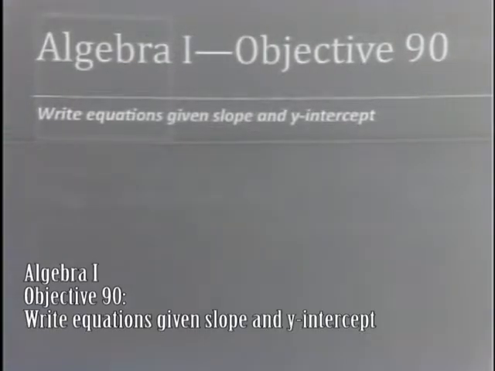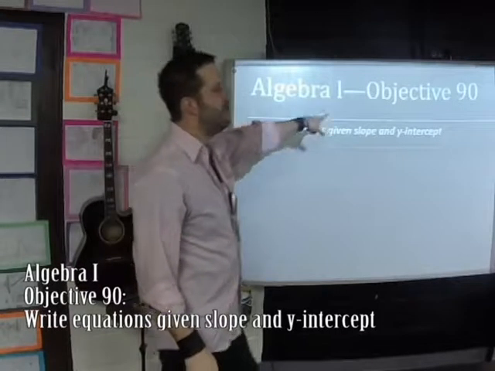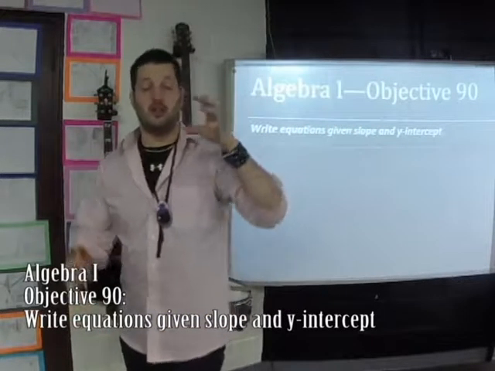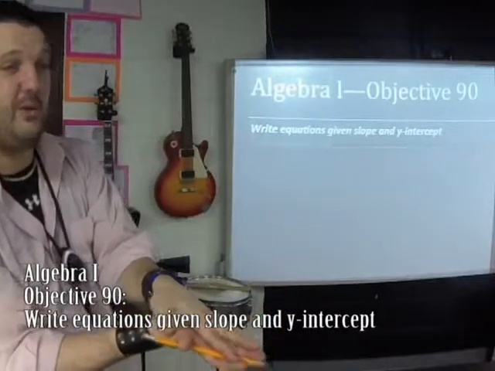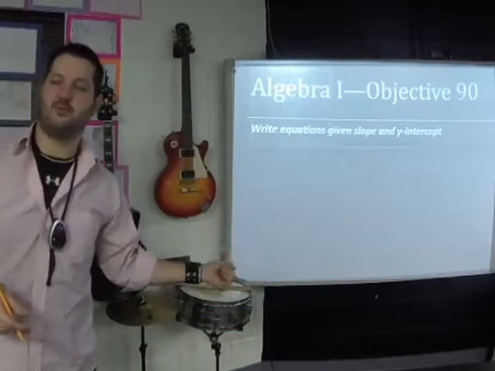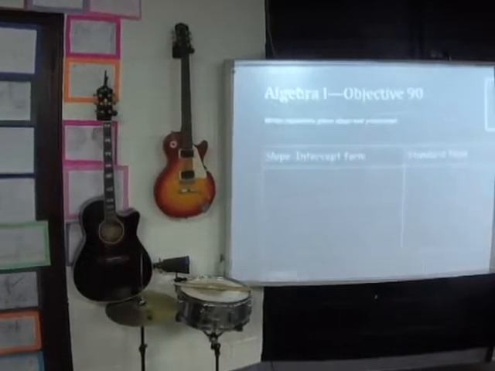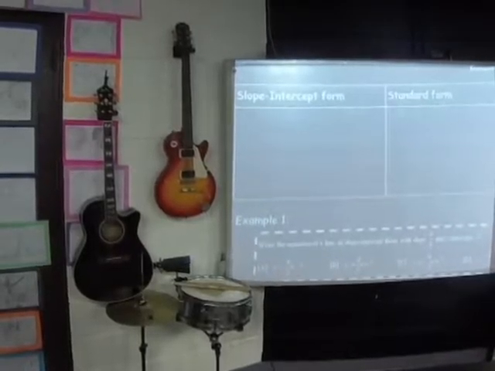That's actually pretty solid. All right, objective 90. Write equations when given a slope and y-intercept. Each problem is going to tell you the slope and the y-intercept, but sometimes they're going to want it in slope-intercept form, and sometimes they're going to want it in that awful standard form. So let's remember which one is which.